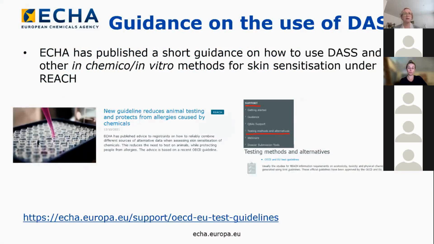Just recently, we published an update of our guidance for skin sensitization, in chemico and in vitro methods, and now it contains the use of the defined approaches. You can find that guidance on our website if you go to Support, Testing methods and alternatives, and then you select the OECD and EU test guidelines. That page has the PDF version of this guidance, but it also has short guidances for other endpoints, like irritation and mutagenicity and environmental toxicity.